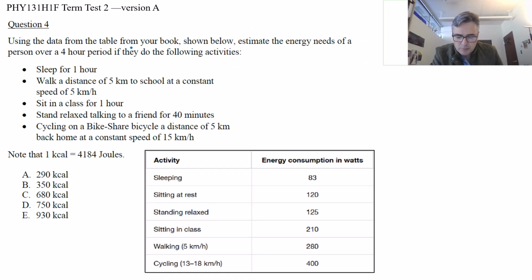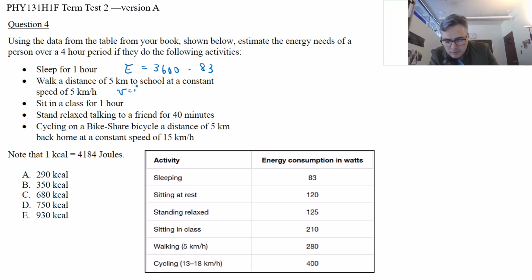Using the data from the table from your book, shown below, estimate the energy needs of a person over a 4-hour period if they do the following activities. Sleep for 1 hour. The energy is going to equal 3,600 seconds times 83 watts. Walk a distance of 5 kilometers to school at a constant speed of 5 kilometers per hour.